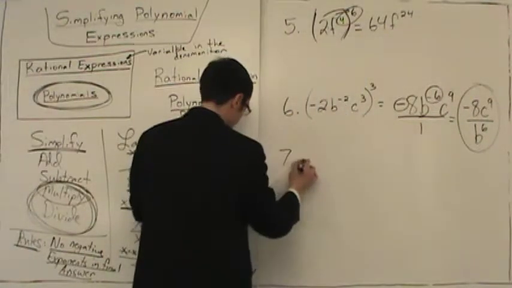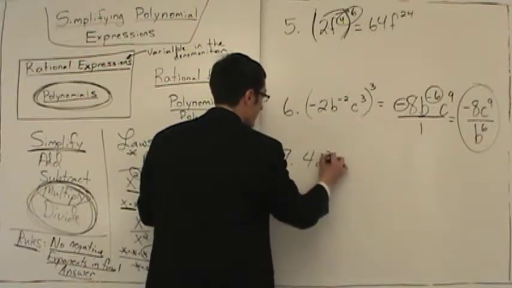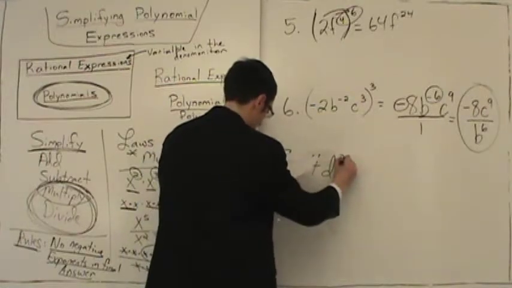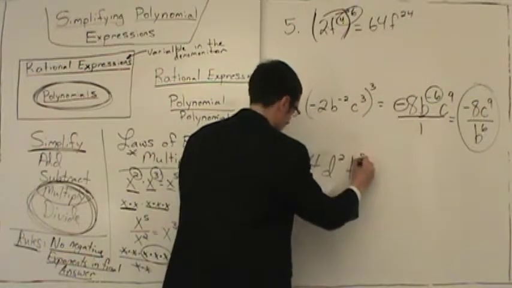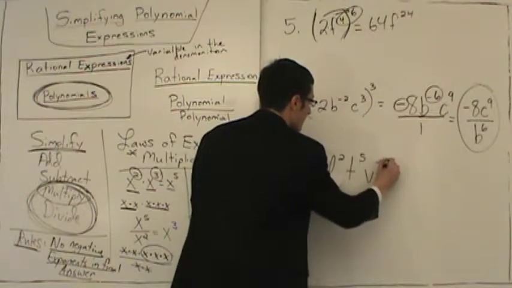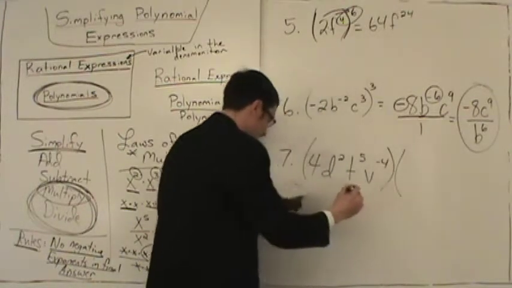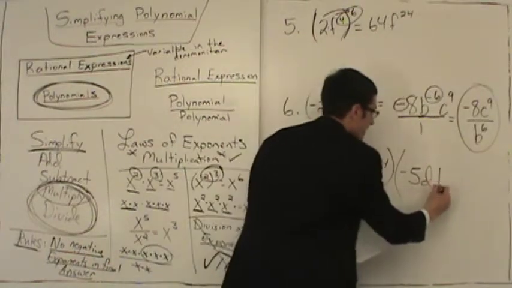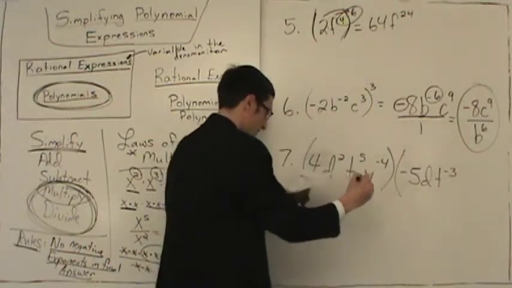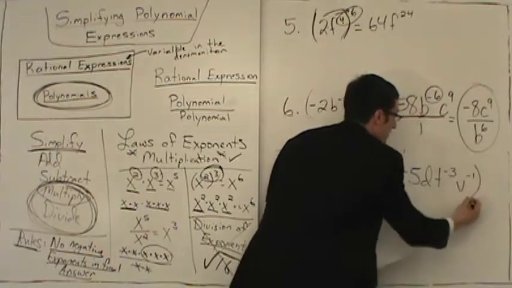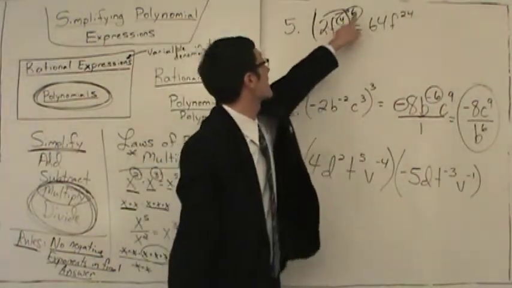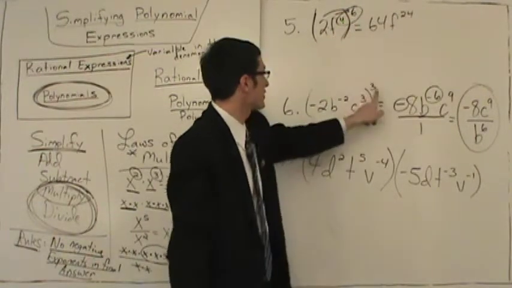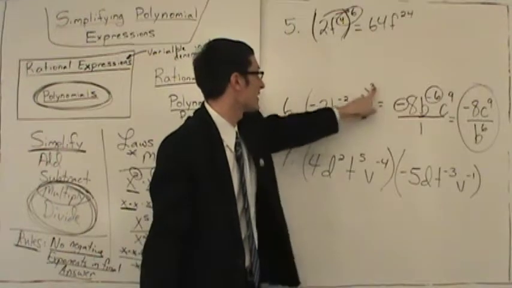Number 7, we have 4d squared, let me write it bigger. 4d squared t to the 5th v to the -4th multiplied by -5d t to the -3rd v to the -1. Now my question is, up top, do you see an exponent on the outside of parentheses? Yes, then we multiply the exponents. Here you have an exponent on the outside of parentheses, so you multiply the exponents.